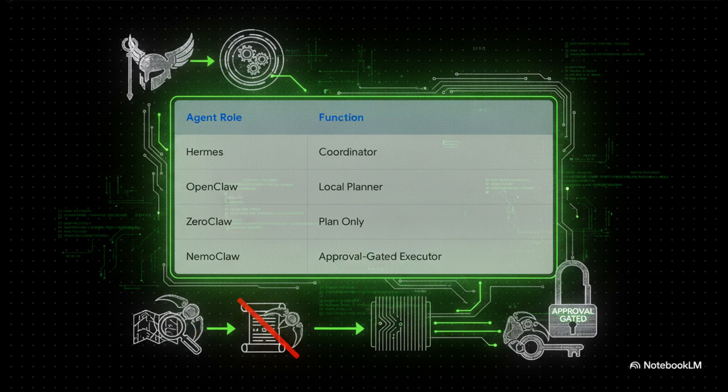Finally, you have Nemo claw, the approval-gated executor. It is the only role legally allowed to act on the system, and it requires explicit approval gates to do anything. The strategist makes the plans for sure, but the executor is kept on a very tight leash.